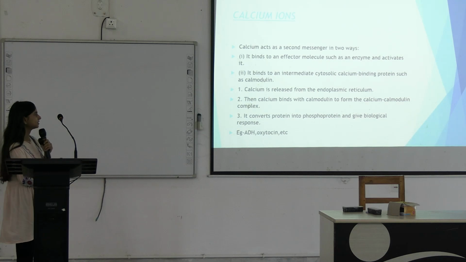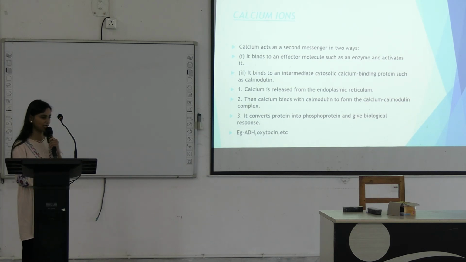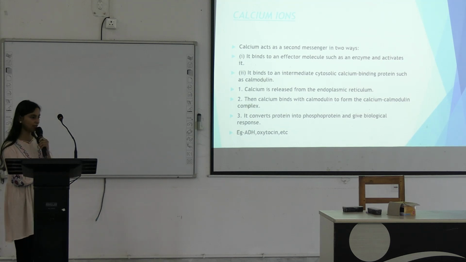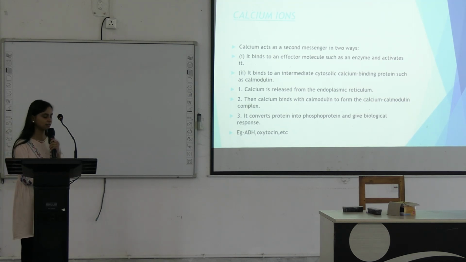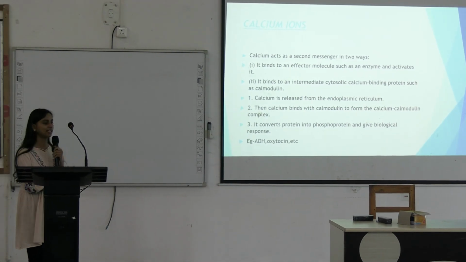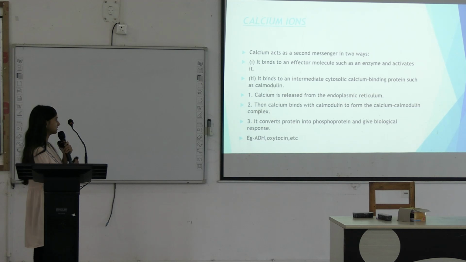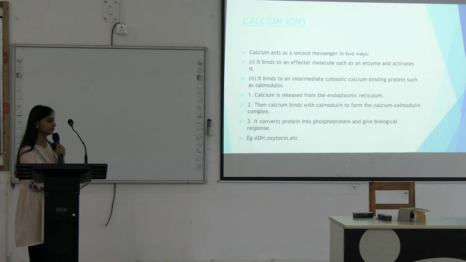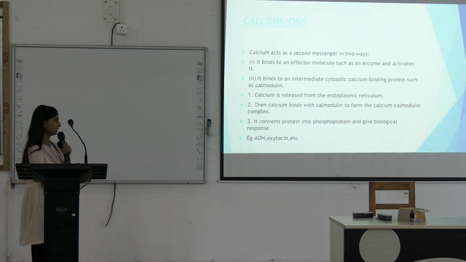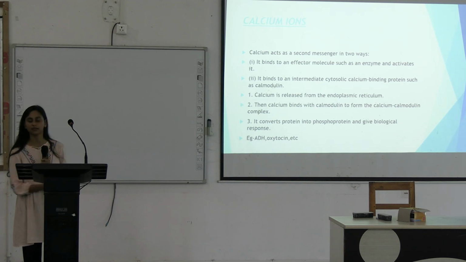Calcium. Now I will discuss how the calcium ion acts as a second messenger. Calcium ion acts as a second messenger in two ways. Firstly, it binds with effector molecules such as an enzyme and activates it. Secondly, it binds with cytosolic calcium binding proteins such as calmodulin. The calcium ion is released from the endoplasmic reticulum, then binds with calmodulin and forms the calcium calmodulin complex. Now it converts the protein to phosphoprotein and gives the biological response. Examples are oxytocin and vasopressin.